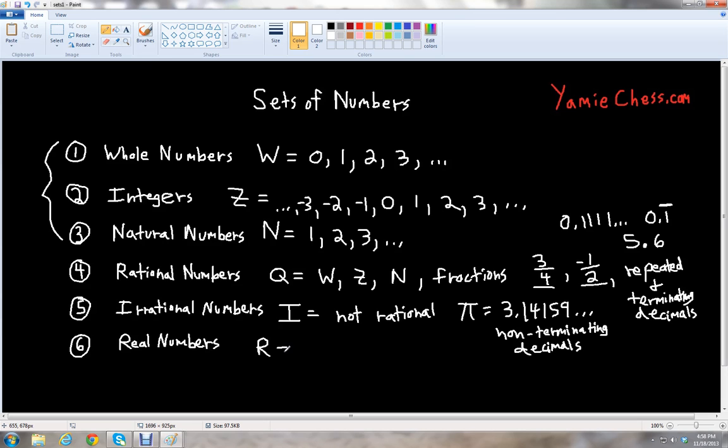Now the real numbers, the last set, is basically a set that contains all of the other 5 sets. So we have the whole numbers, the integers, natural numbers, rational, and irrational. So it basically includes all of those sets together. So a whole number is a real number, integer is a real number, a natural number is a real number, rational numbers are real numbers, irrational numbers are real numbers. So it's the largest set out of all sets that we have talked about would be the real numbers.